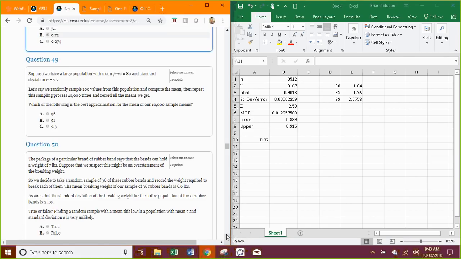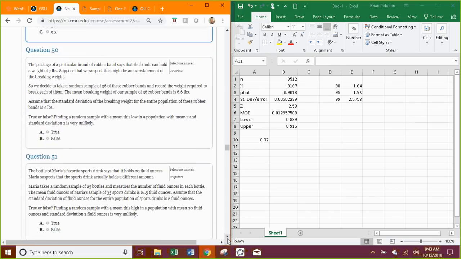So if we have a large population with mean mu of 80 and standard deviation 7.2, we sample size 100, do it 10,000 times, which is the best approximation for the mean of our 10,000 sample means? I'm going to say it's the one that's closest to 80, because your sampling distribution should have the same mean as the population. None of these are 80. I'm going to say it's at least probably 91. It's the one that's closest to 80.